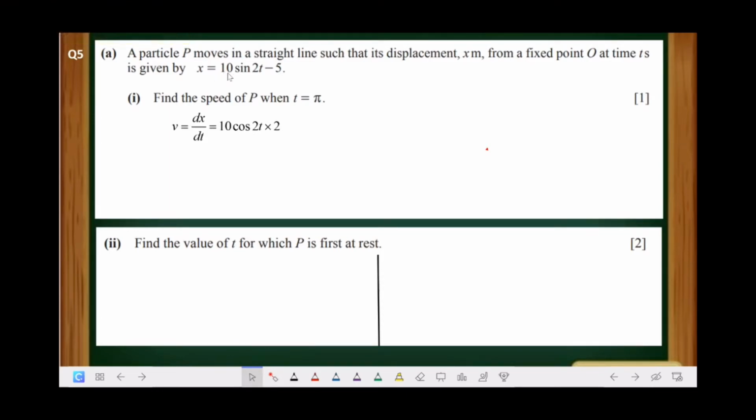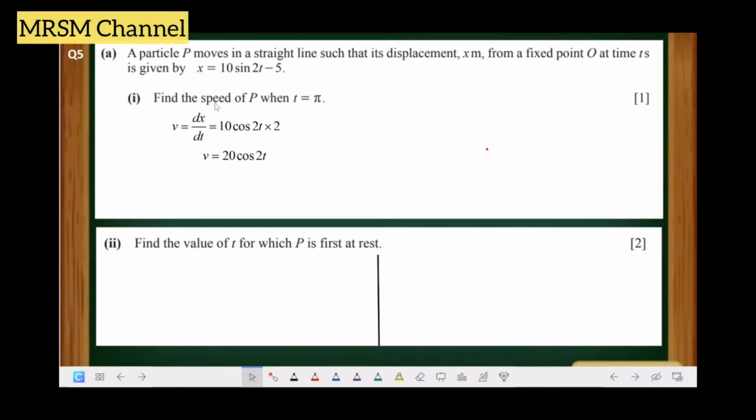Okay, differentiate 10 is 10, differentiate sin 2t akan dapat cos 2t, differentiate sin dapat cos, okay, cos 2t, and then differentiate pula yang dalam dia ni, 2t function dia, so you will get 2. So you multiply 2, differentiate negative 5, you will get 0. These 2 boleh multiply dengan 10 depan ni, so dia akan dapat V is equal to 20 cos 2t.